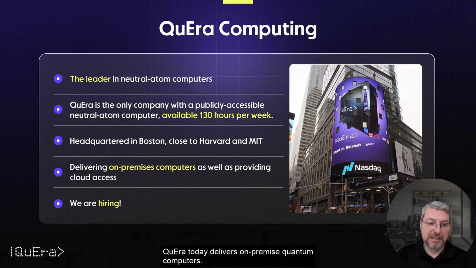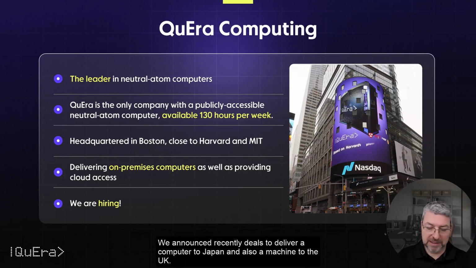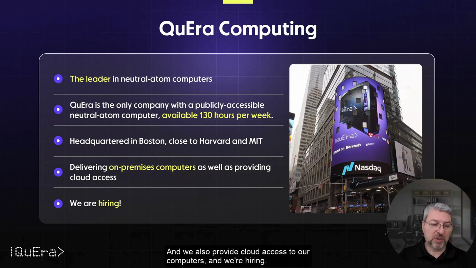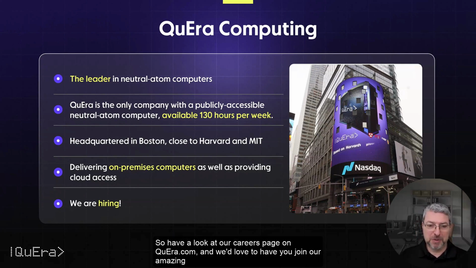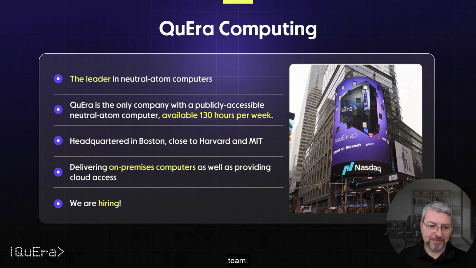QuEra today delivers on-premise quantum computers. We announced recently deals to deliver a computer to Japan and also a machine to the UK. And we also provide cloud access to our computers. And we're hiring. We're about 60 people today. We expect to be 100 people or so in the not-too-distant future. So have a look at our careers page on QuEra.com, and we'd love to have you join our amazing team.